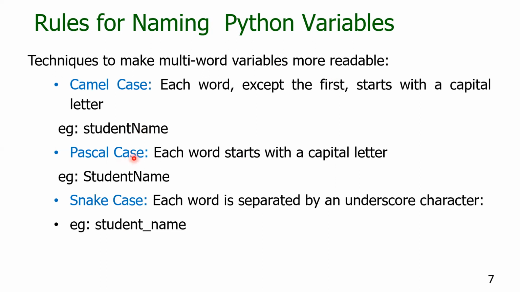Similarly, in the Pascal case, all the words in the variable name begin with a capital letter. In the snake case, each word is separated by an underscore character. Since there are 2 words, student and name, both are separated by an underscore, because underscore is a valid character in the variable name.